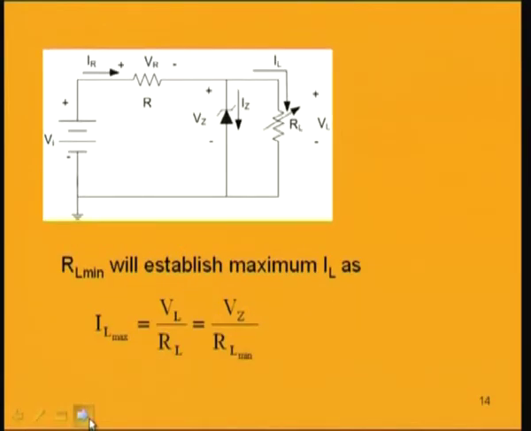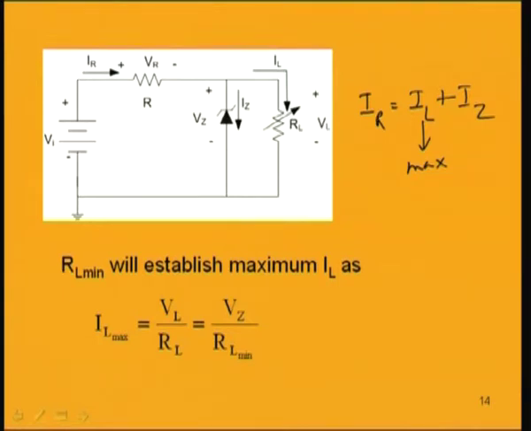Now, when RL is minimum, if we again concentrate and think about this condition of Kirchhoff's current law at this node, this RL is minimum and IL will be maximum. So, when IL is maximum, IZ will be minimum, because IR equals IL plus IZ. Now this IL is maximum because we have a load resistance which is minimum. So, IL maximum will make IZ minimum because IR is constant.